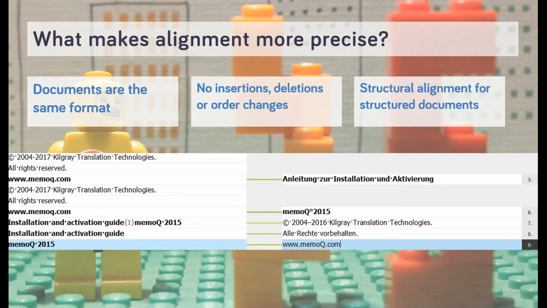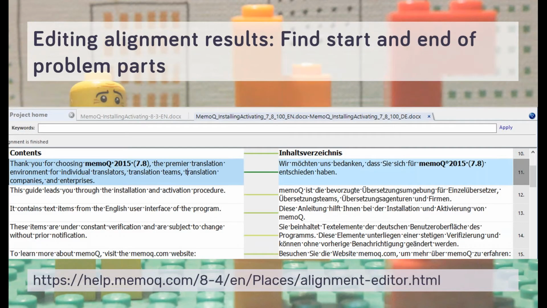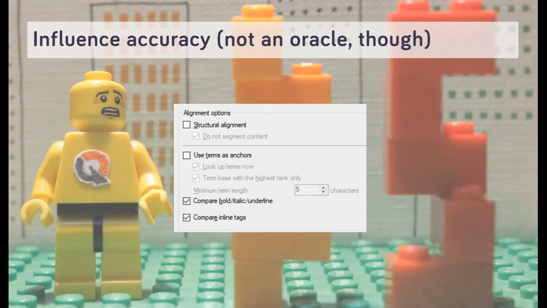How do you fix it? Well, to understand this, you sort of need to know how alignment works. So I will jump ahead one slide. What memoQ is doing, it takes into account the order of segments and also the length of segments. This is one of the oldest alignment algorithms.